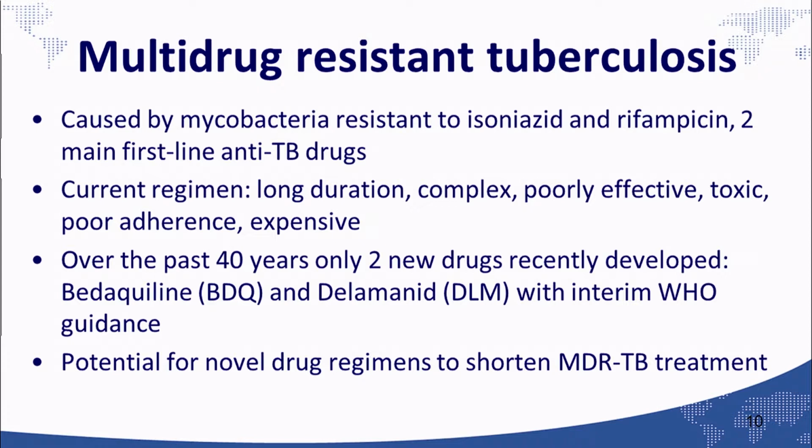mycobacteria resistant to isoniazid and rifampicin, the two main first-line anti-TB drugs. The current regimen is of long duration, complex, poorly effective, toxic, with poor adherence, and expensive. Over the past 40 years, only two new drugs have recently been developed, bedaquiline and delamanid, with interim WHO guidance. So there is really a potential for novel drug regimens to shorten the MDR-TB treatment.